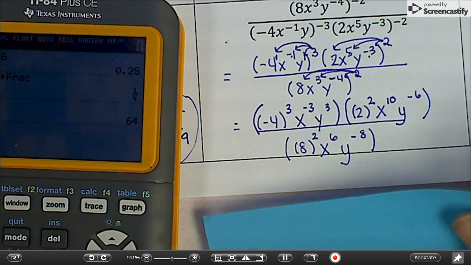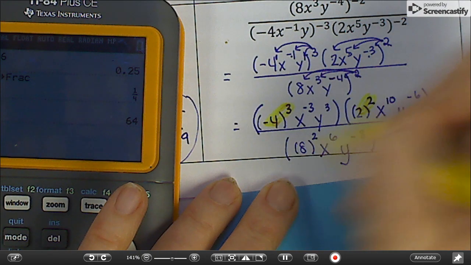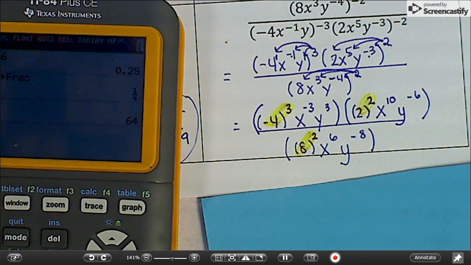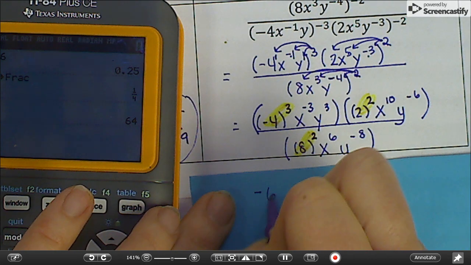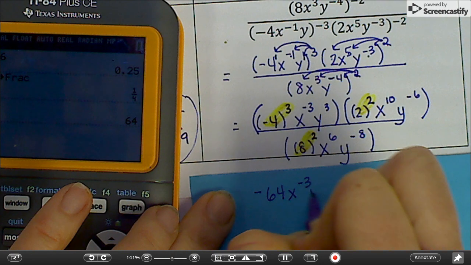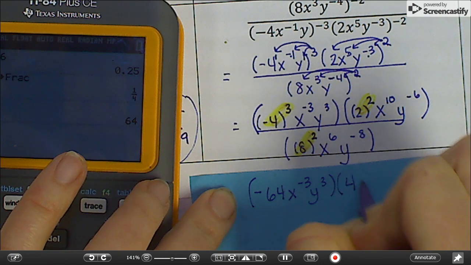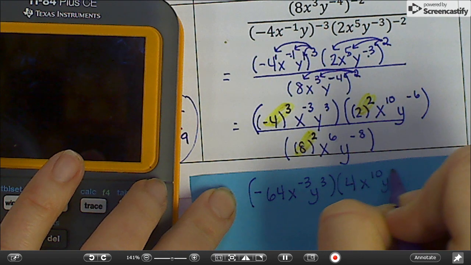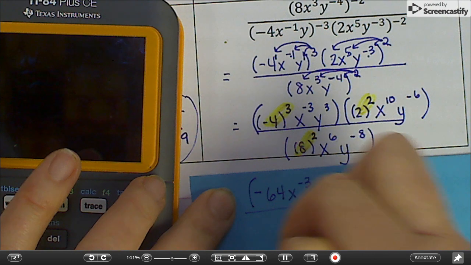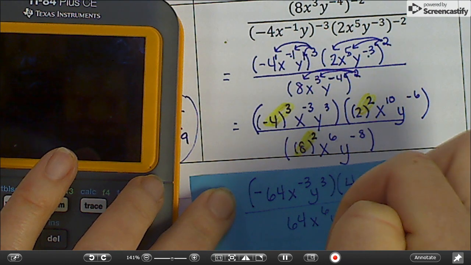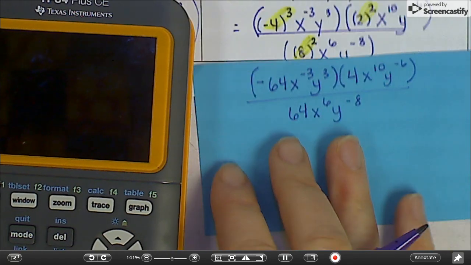Okay, now we're going to just simplify these parts, the coefficients that have an exponent. We're going to get numbers for those, and then we'll proceed. All right, so negative 4 to the third power is negative 64, and everything else in here will keep the same. 2 squared is 4. And on the bottom, 8 squared is 64.